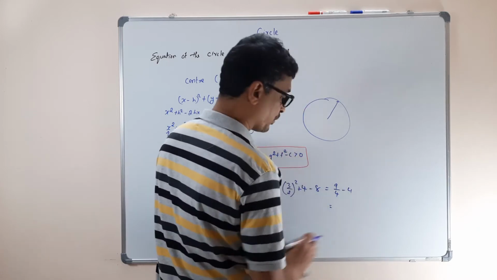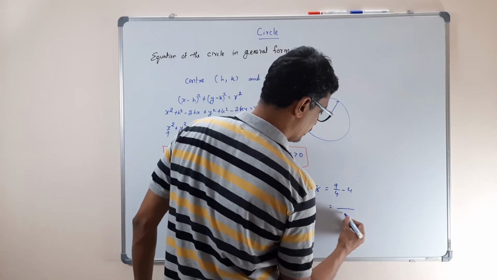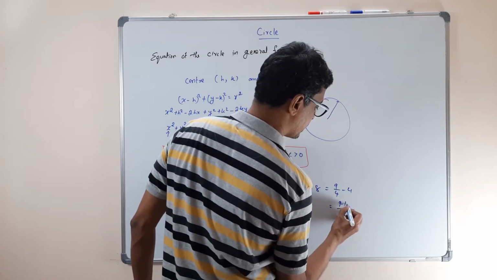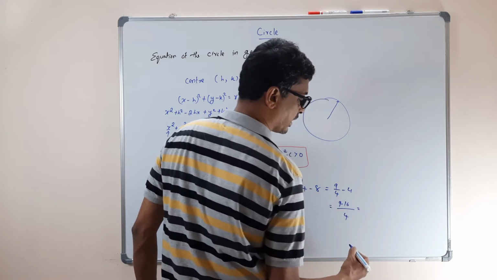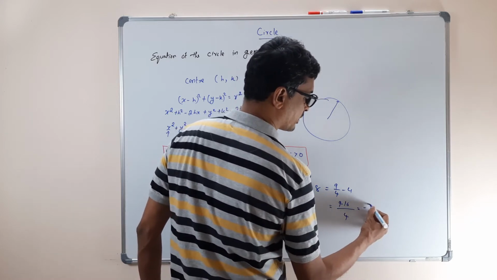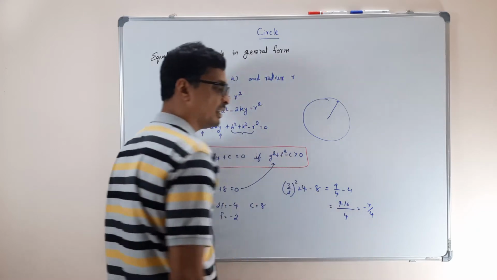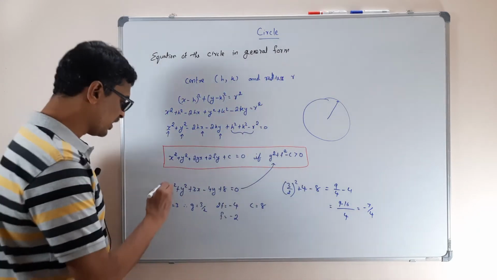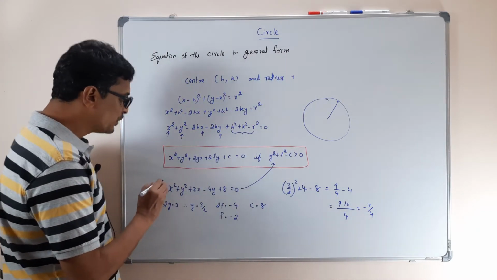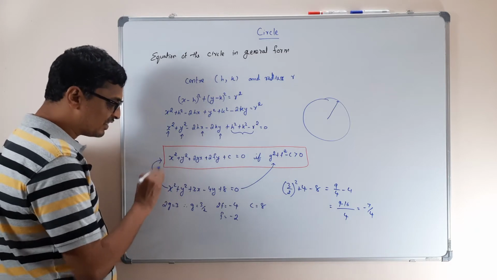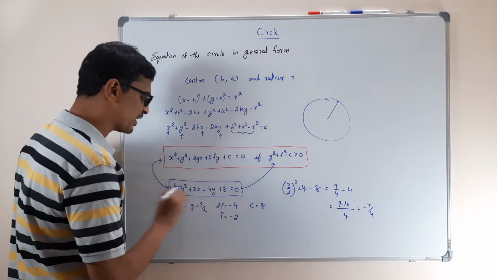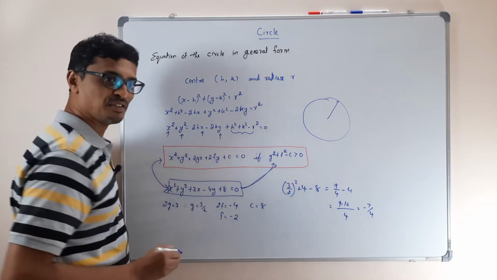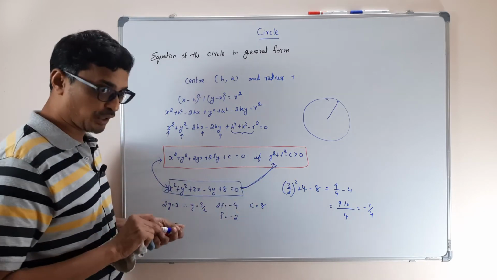So now what will be this? Tell me. 9 minus 16 by 4 equal to how much? 7 by 4. What about the sign? Minus 7 by 4. Can this be a circle? No. Even though this equation looks like a circle, it cannot be a circle because it does not satisfy the condition. So that's one thing very important.